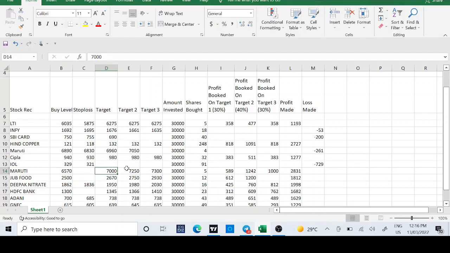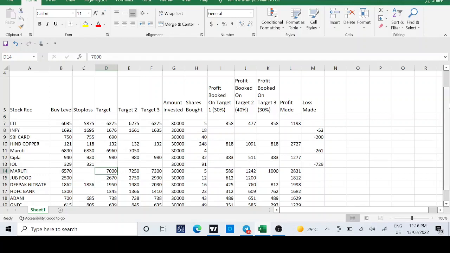Number one, whenever you buy, maintain a stop loss, book 30% on target 1, book 40% on target 2, and book 30% more on target 3. When target 2 hits, trail your SL to target 1. When target 3 hits, trail your SL to target 2. This is how we are going to follow the system in our pro group.